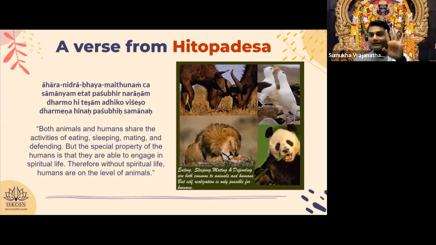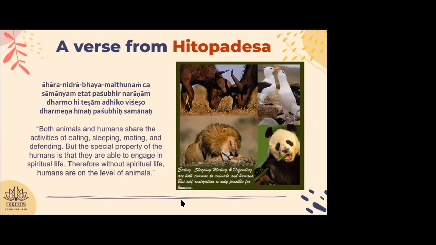Okay, what are these four similarities between animals and us? Who wants to answer? Okay, somebody is answering. Ahara, Nidra, Bhaya, Maithuna. Eating, sleeping, defending, mating.